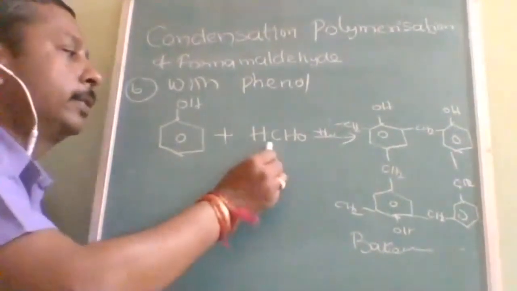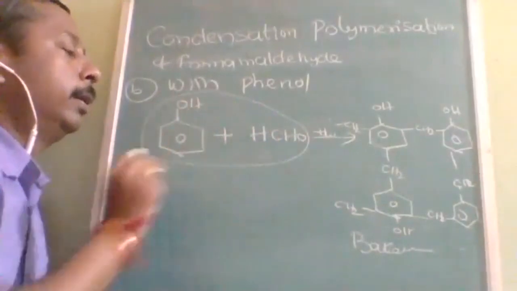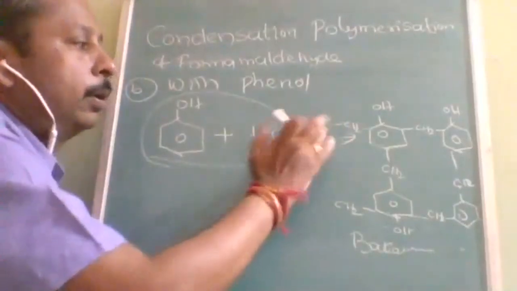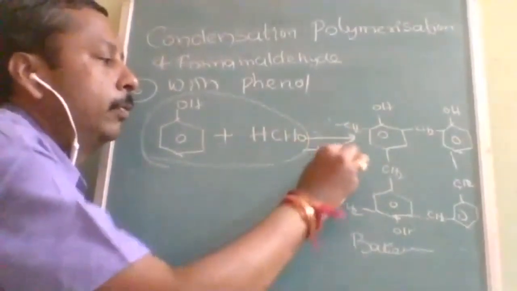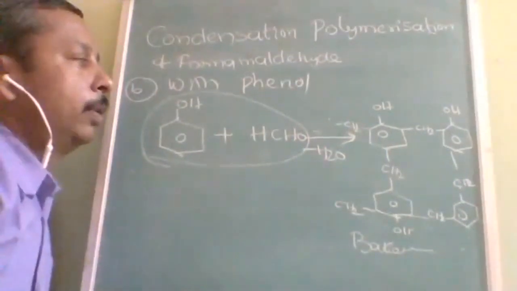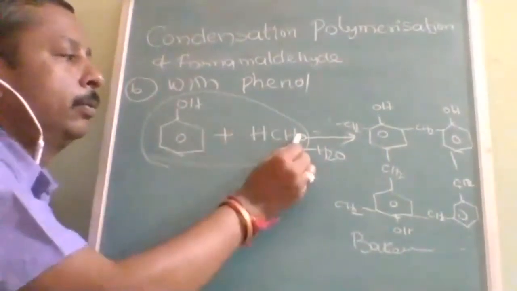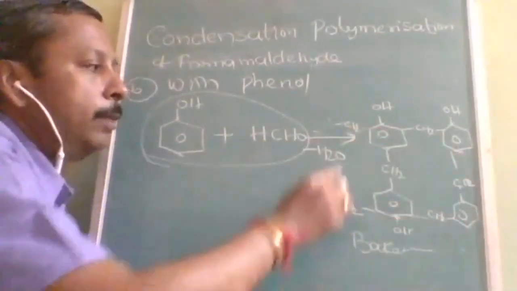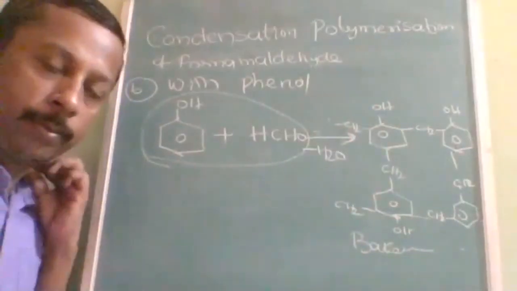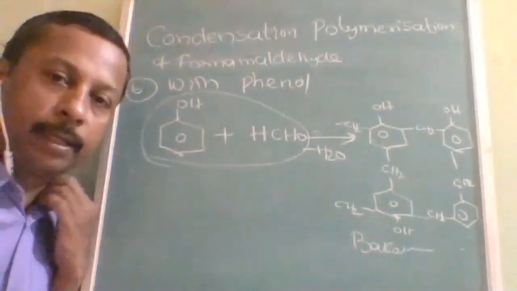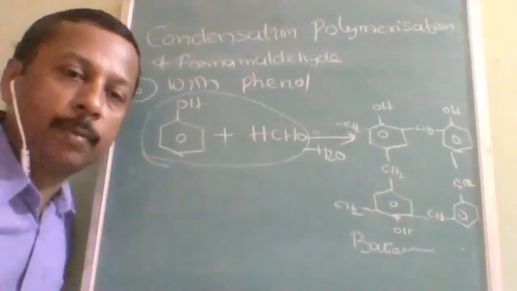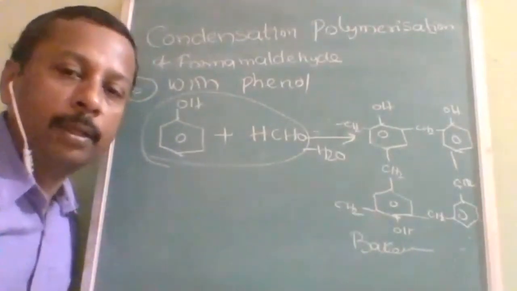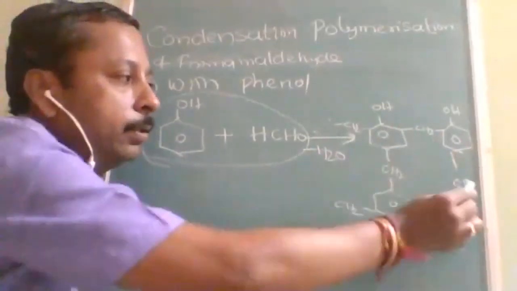Here, phenol with formaldehyde is also a condensation polymerization, and it involves the loss of a water molecule. When the water molecule is lost, H from here and OH from here, it will be attached here. Like this a cyclic polymer forms, called a cross-linked polymer. You might have studied, or will study in the polymers chapter, thermosetting polymer and thermoplastic polymer. This is an example of a thermosetting polymer because of the cross linking.